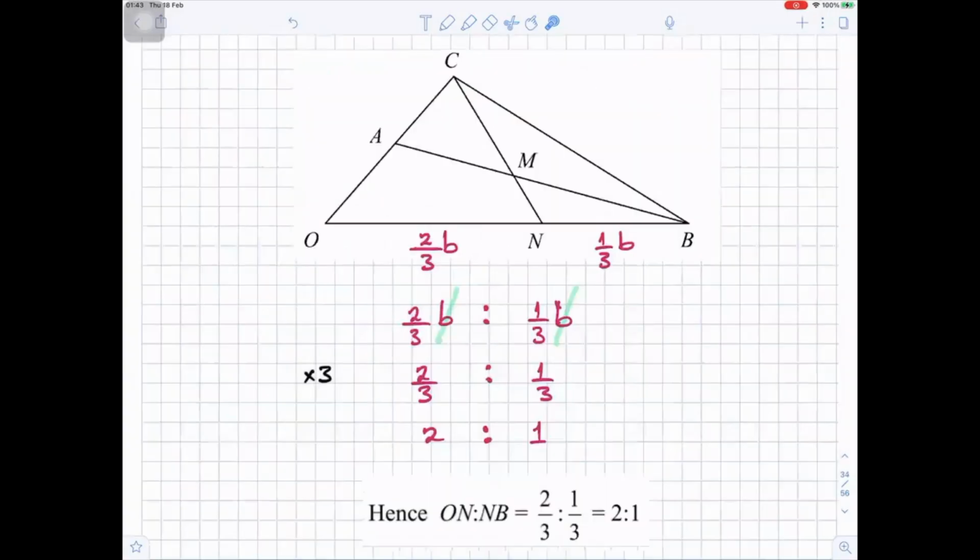So you can look at it this way. ON is 2 over 3b. NB would be 1 over 3b. So 2 over 3 is to 1 over 3. The b's will cancel out. 2 over 3 is to 1 over 3. If you times 3, this will end with 2, and this will end with 1. So you end up with 2 is to 1.